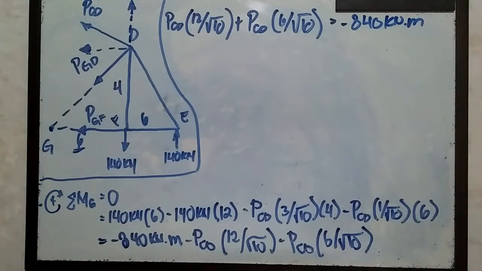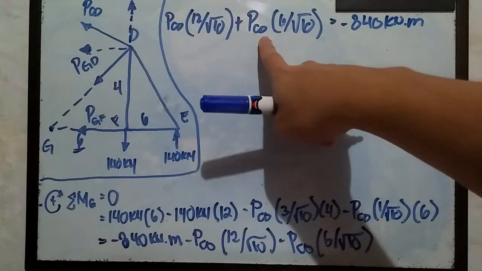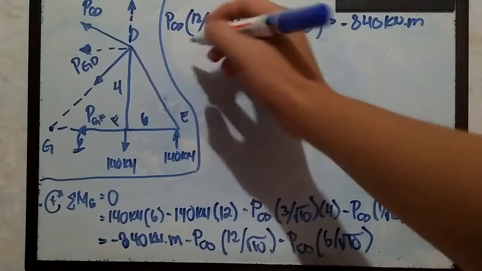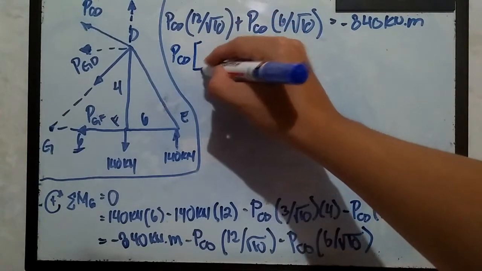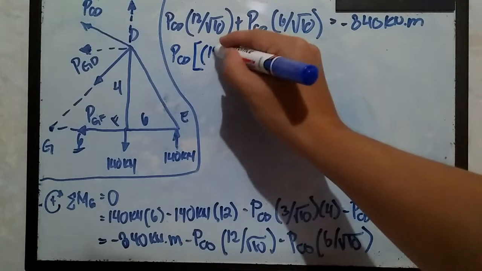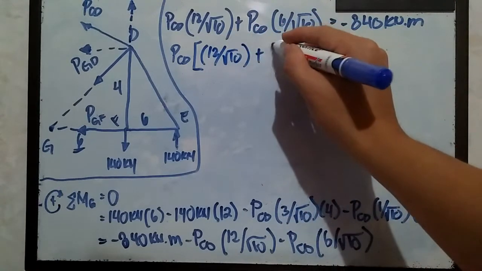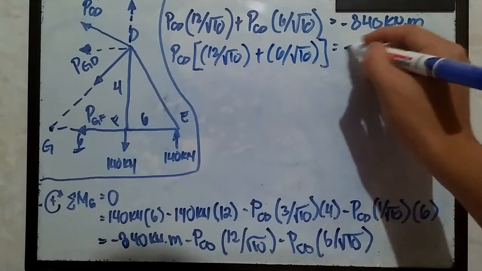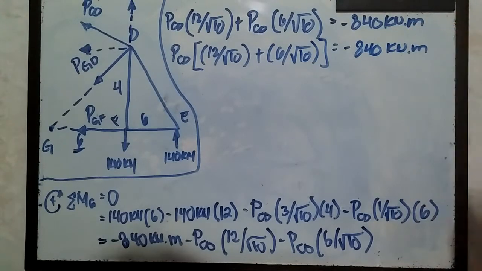And the next one is to simply factor out P sub CD. I'm just going to factor that one. And upon doing that, it becomes like this. It's all about algebra. P sub CD, then I'm going to use the bracket. 12 over square root of 10 plus 6 over square root of 10 is equal to negative 840 kilonewton meter.